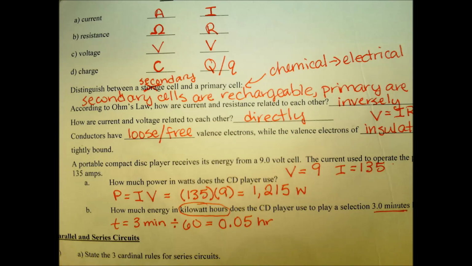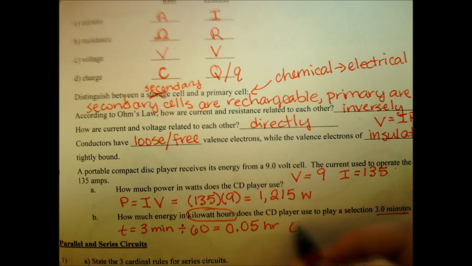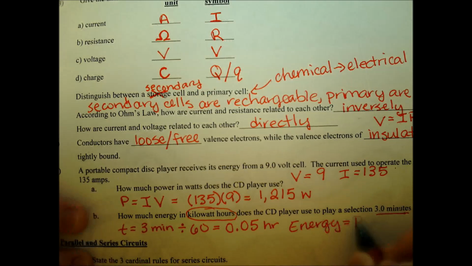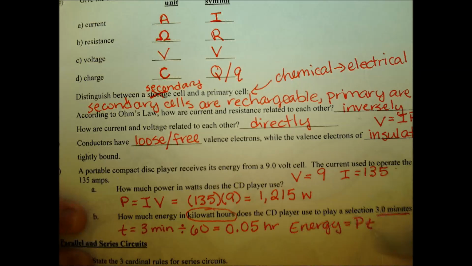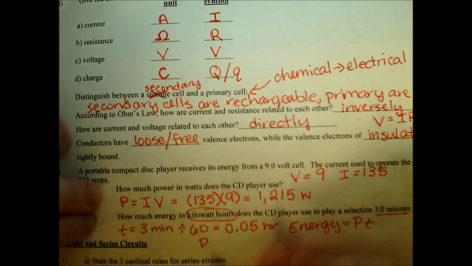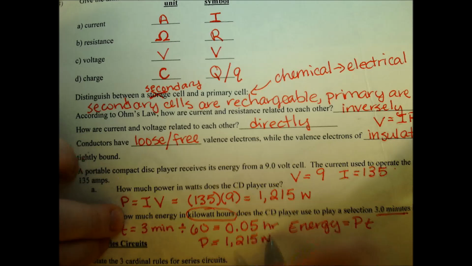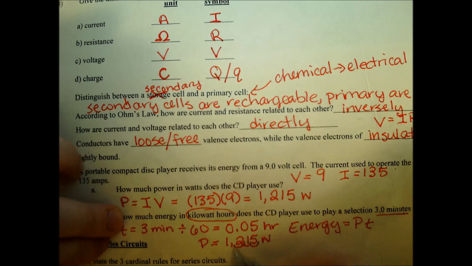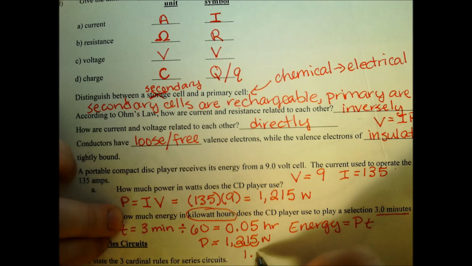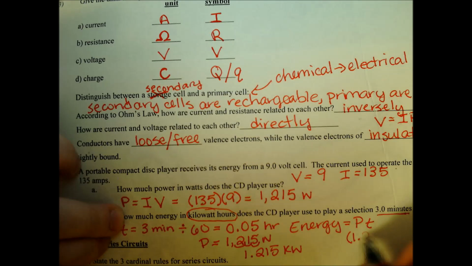hours. Then we're going to go back to our formula sheet and find P equals E over T. Rearranging that means energy equals power times time. Now we want it in kilowatt hours, so we've gotten our time in hours, but our power from the last problem is still in watts. To go to kilowatts, we move the decimal 3 places, so it'll be 1.215 kilowatts.